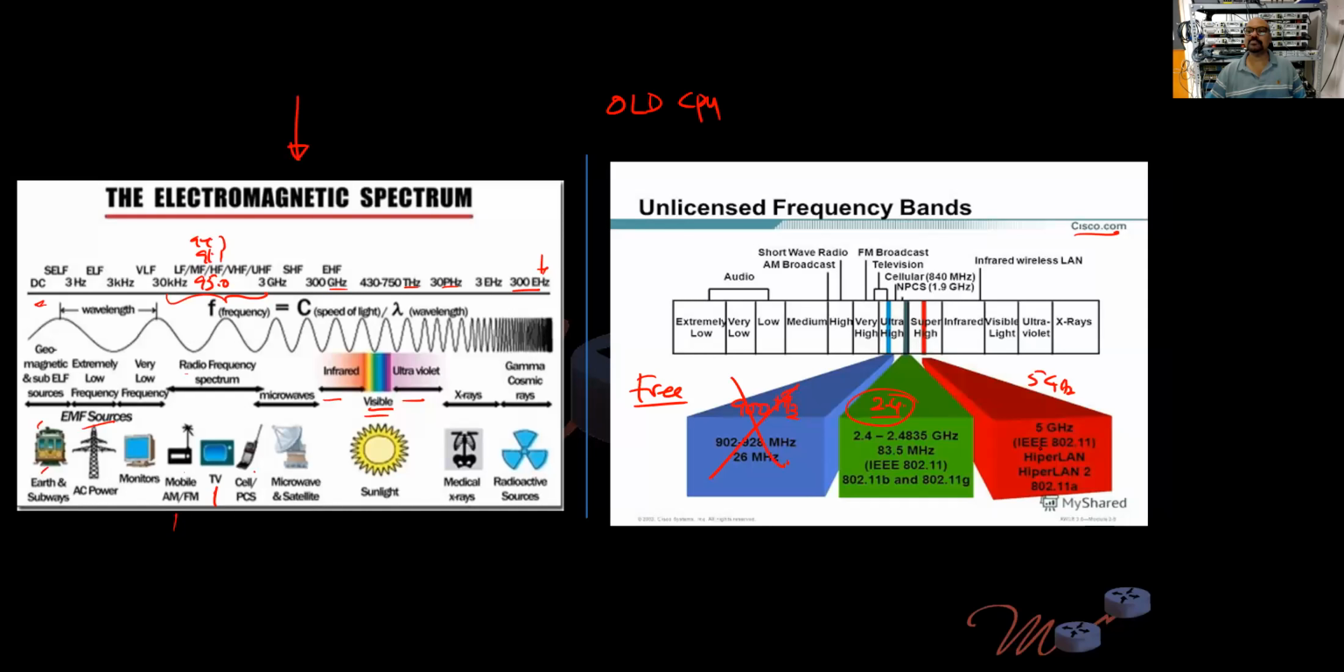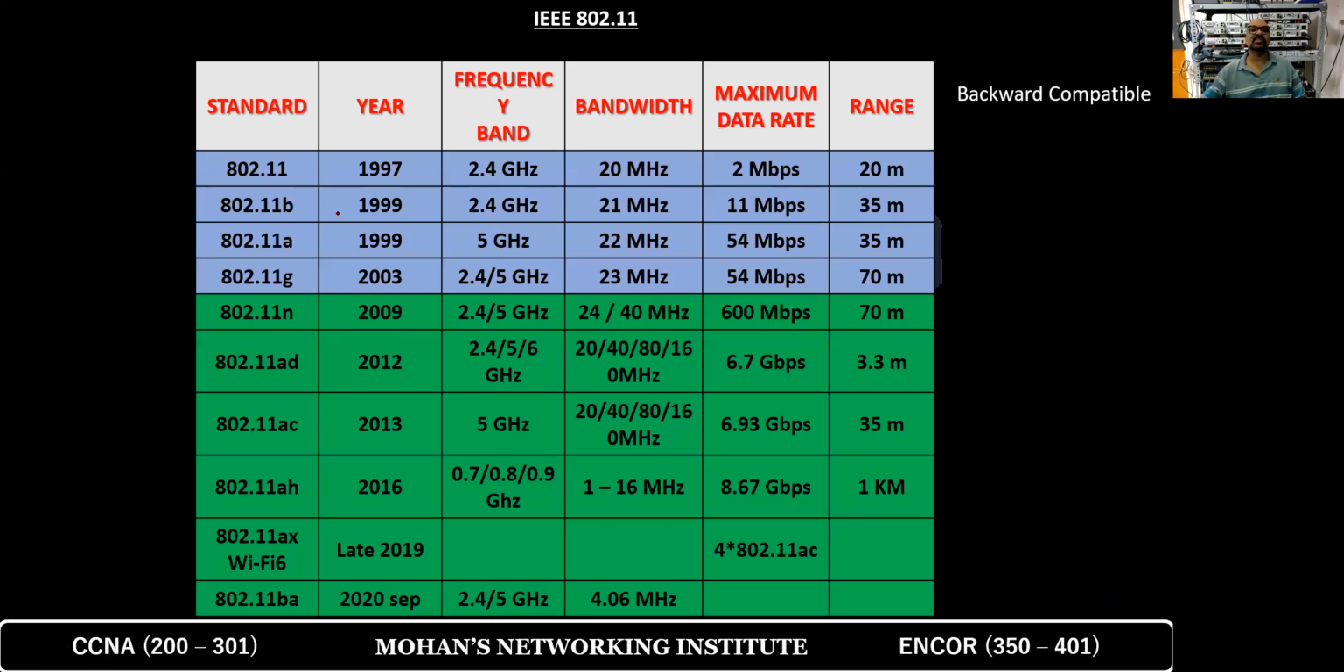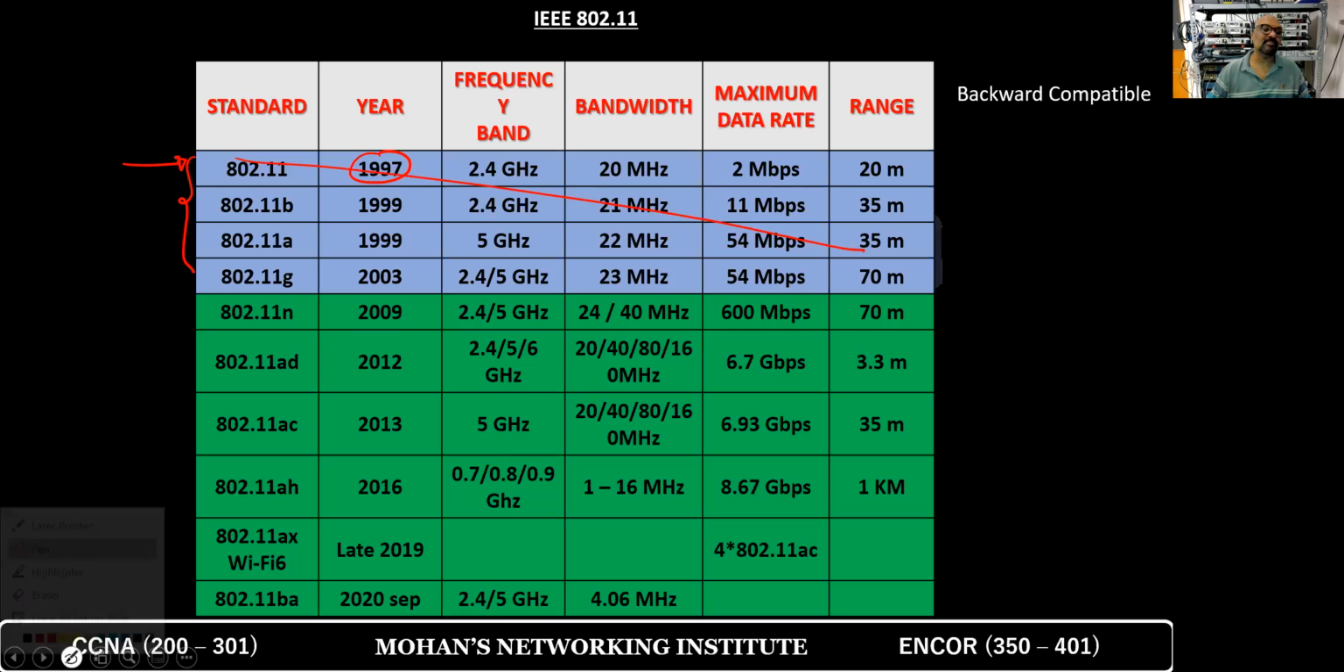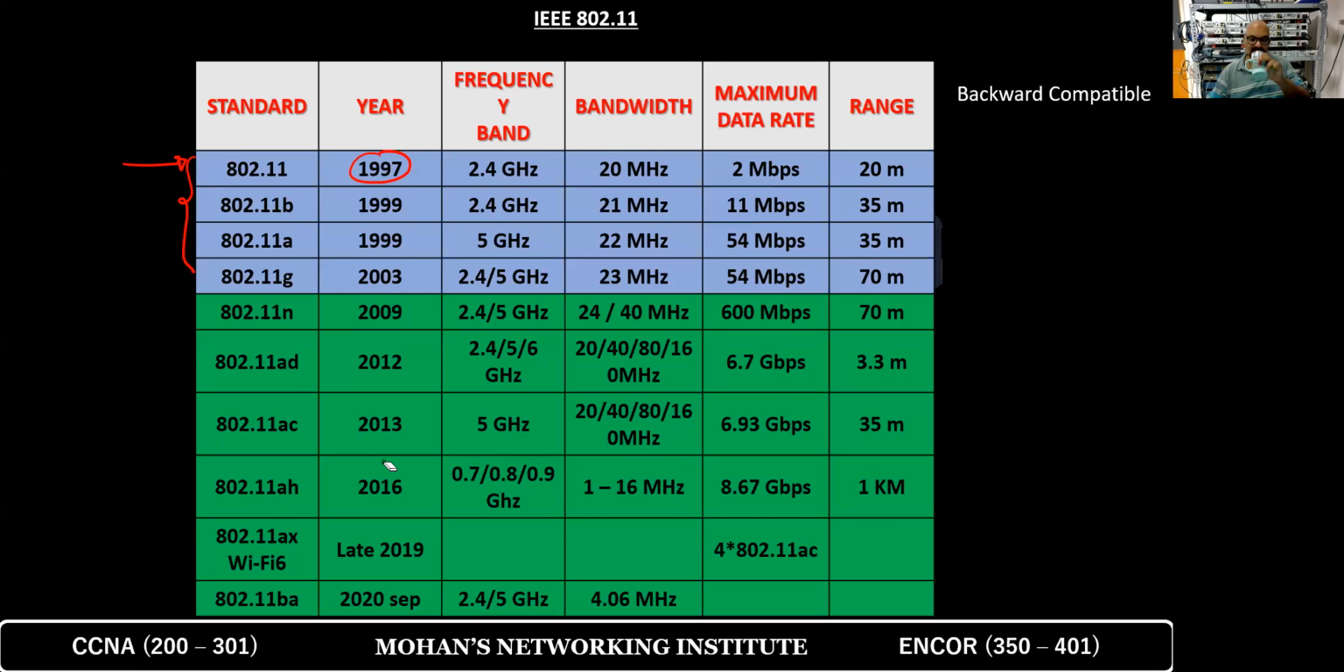Are you understanding? Then, once they gave it for free, they came up with IEEE 802.11. See here, in 1997 they came up with 802.11. See this, these are in different colors. The blue ones are not being used now. We don't use them anymore. But we have backward compatibility. All components can work, the latest components also can work on it. Do you understand? 2.4 gigahertz.